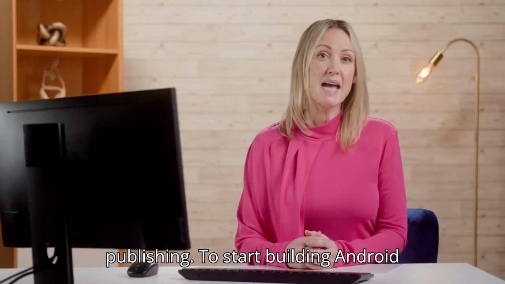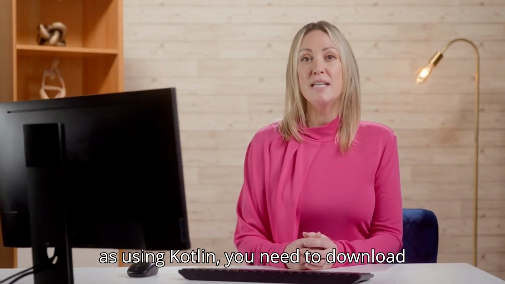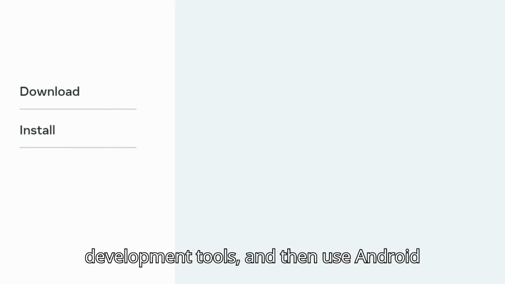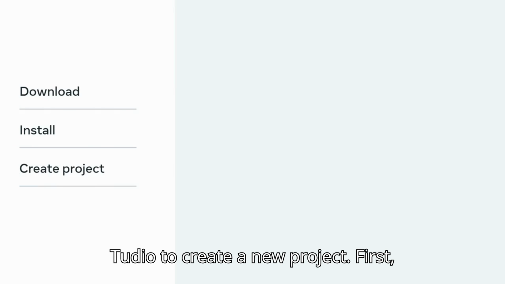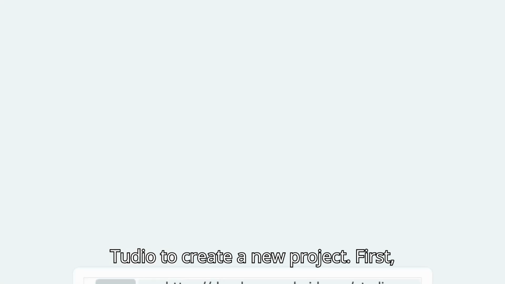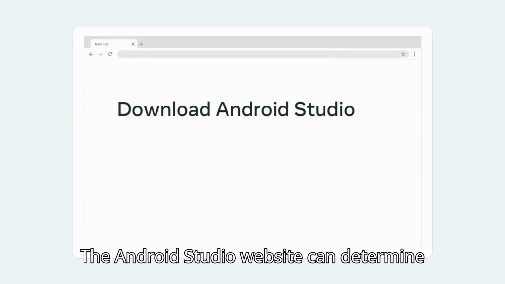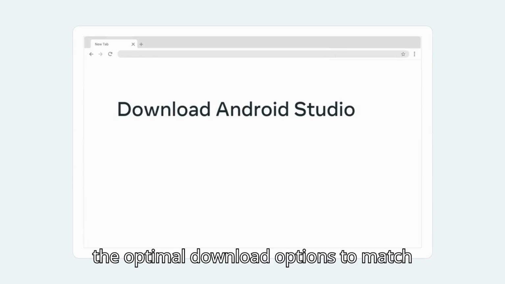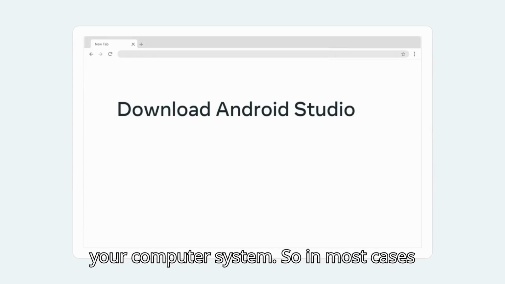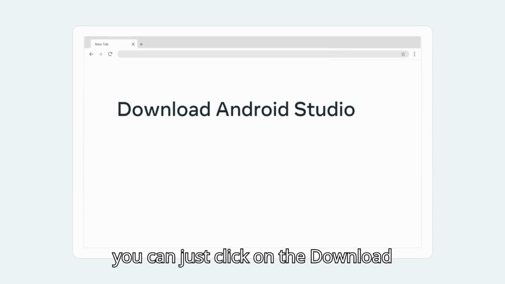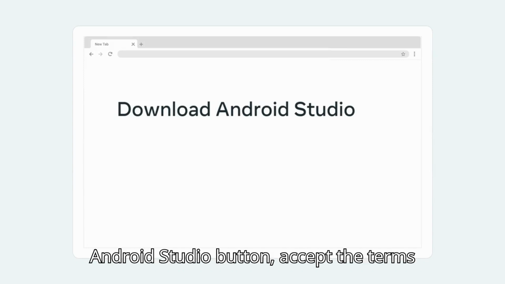To start building Android apps using Kotlin, you need to download Android Studio, install it along with its development tools, and then use Android Studio to create a new project. First, let's get the download. In your browser, go to developer.android.com/studio. The Android Studio website can determine the optimal download options to match your computer system. So in most cases, you can just click on the Download Android Studio button.